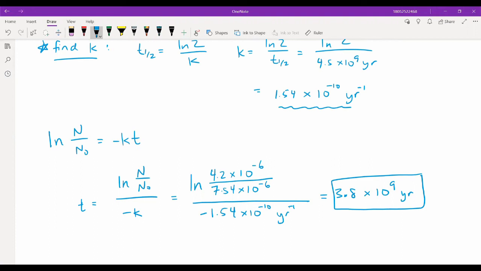But again, these are just ways you can use that idea to check to see if your answer is in the right range. So hope that makes sense, and keep doing your problems, and best of luck.